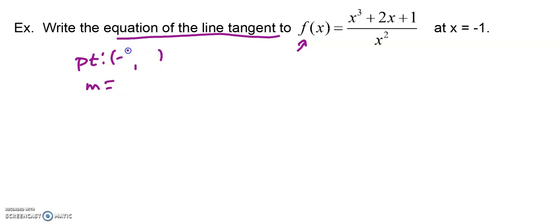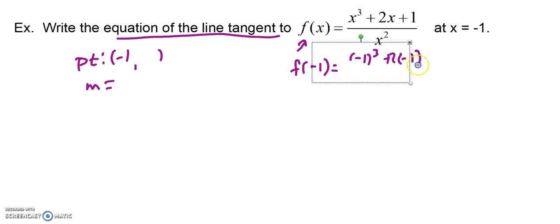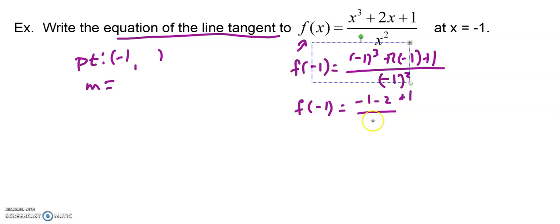Well, again, I'm given the x to be negative 1. So to find the y value, I plug negative 1 into the original, because that's its purpose. And when I do this, I'm going to get negative 1 minus 2 plus 1 over 1, which I believe, kids, is just negative 2. And so I know that when x is negative 1, y is negative 2. So the point that's on my tangent line is negative 1, negative 2.